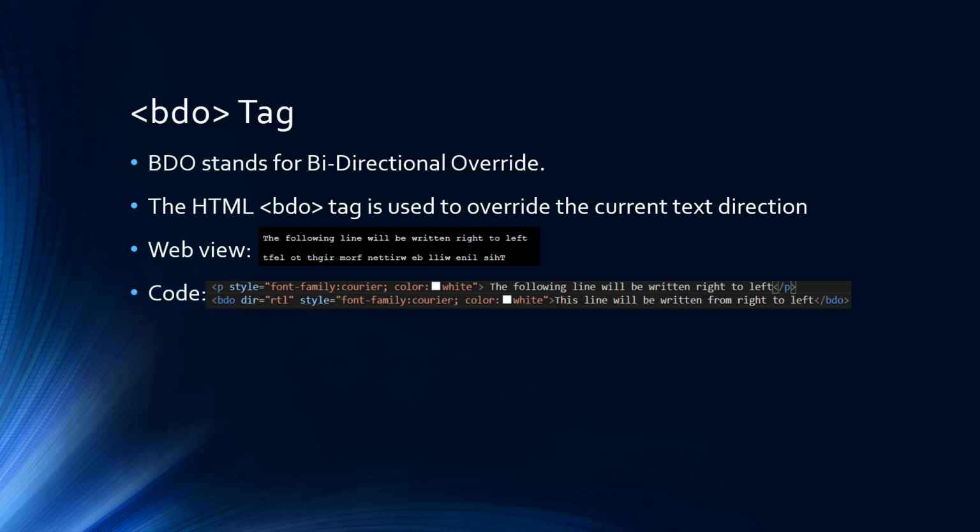bdo stands for bidirectional override. The HTML bdo tag is used to override the current text direction, which means it usually writes from left to right, but then it will translate it into the mirror reverse. So it means that it will be writing right to left instead of left to right. Have a look so that you may understand it better.